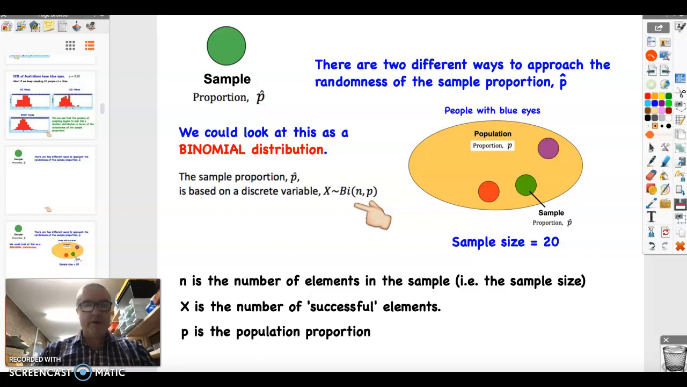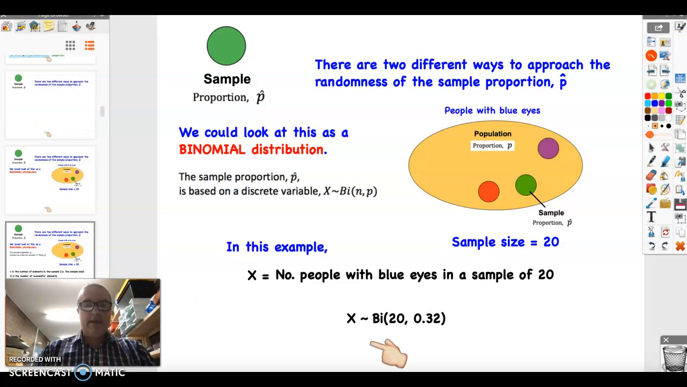And when we define a binomial variable, we need to define n and p. And so in our example, n is the number of elements in the sample, in this case the sample size. X, that variable there, is what we refer to as the number of successful elements, in this case the number of people with blue eyes. The expected probability, the probability that one person in that sample has blue eyes, is that expected value of p hat, the population proportion.